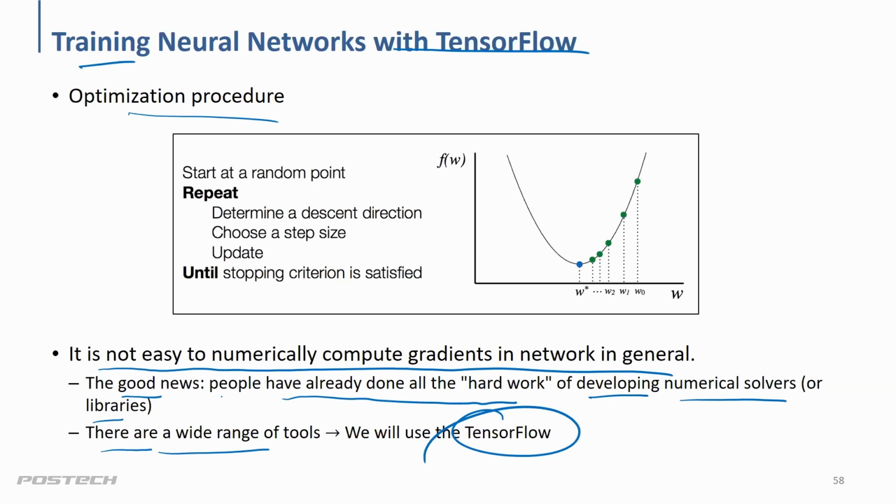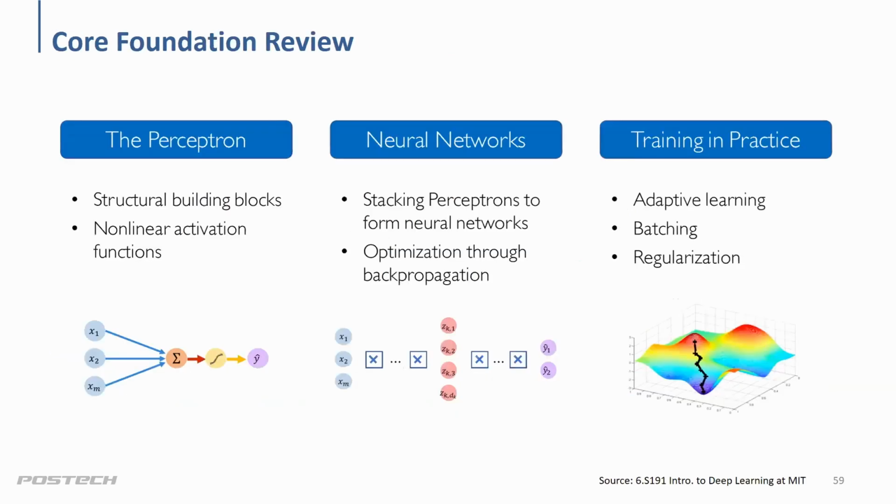All right? So let's just take a look at this one, and let's see where we are right now. This will be the review, starting from the perceptron. It's a structure building or element block. We have nonlinear activation functions in it with linear combinations.